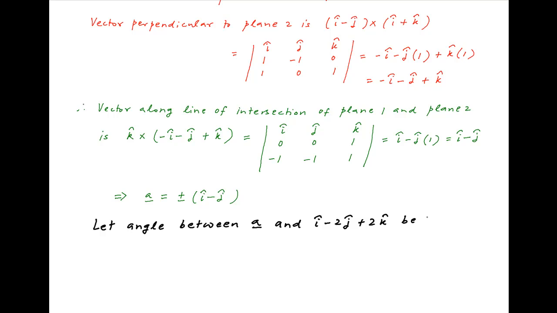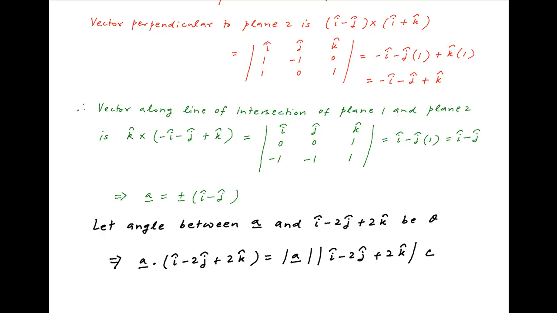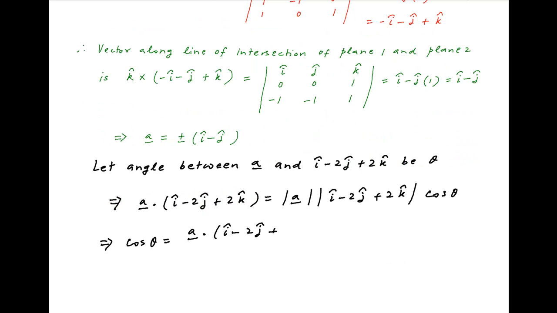Now let the angle between vectors A and i minus 2j plus 2k be equal to theta. The dot product of vector A with i minus 2j plus 2k is equal to the absolute value of vector A times the absolute value of vector i minus 2j plus 2k times cos theta. Therefore, cos theta is equal to A dot i minus 2j plus 2k divided by the absolute value of vector A times the absolute value of vector i minus 2j plus 2k.